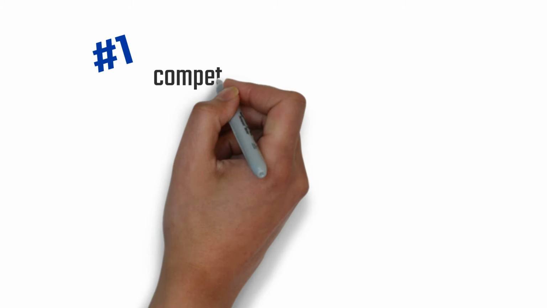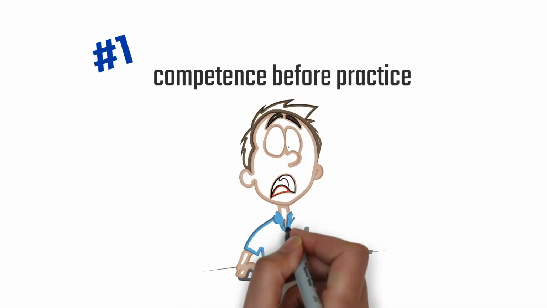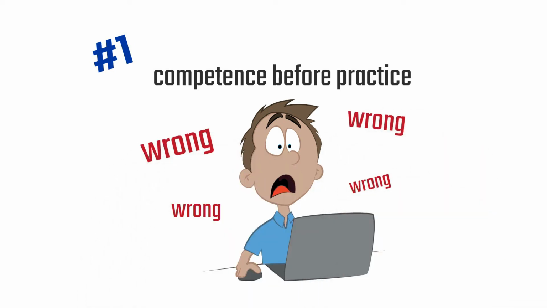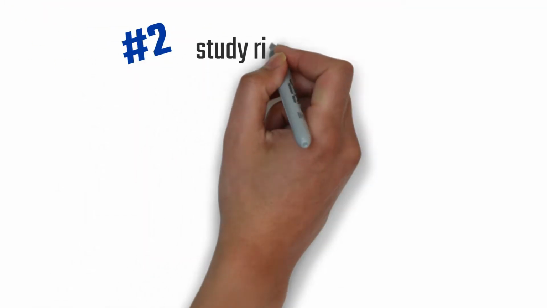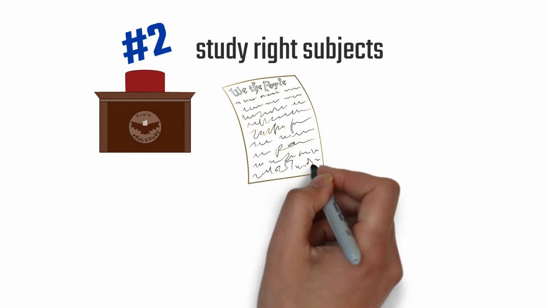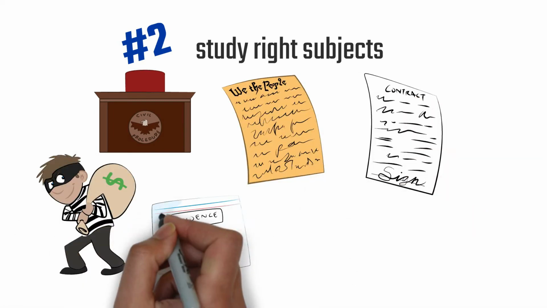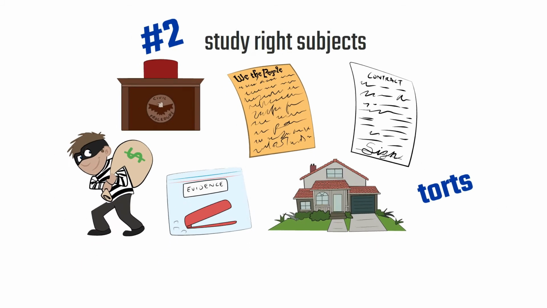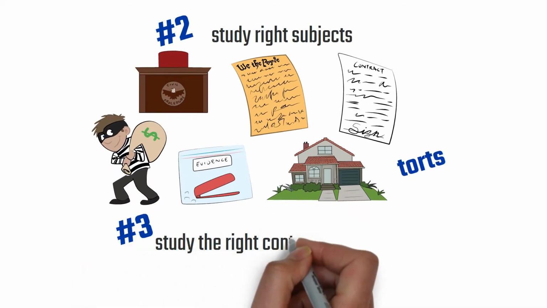MBE tip number 1. Competence before practice. There is nothing that will stress you out more than doing practice questions prematurely and getting demoralizing score after demoralizing score. Tip number 2, study the right subjects. What are the right MBE subjects? Civil procedure, constitutional law, contracts, criminal law and procedure, evidence, real property, and torts. And each matters equally.